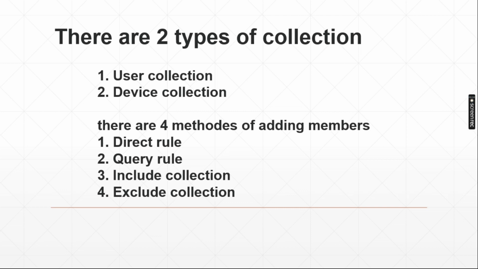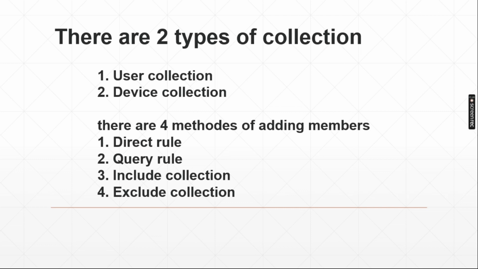Then we have methods of adding members inside the collection. There are four methods of adding members inside a collection: either direct rule, which is also called static collection; query rule, that is dynamic collection; include collection, so you can add users from a reference collection; and exclude collection, where you can remove users or devices from the referenced collection.